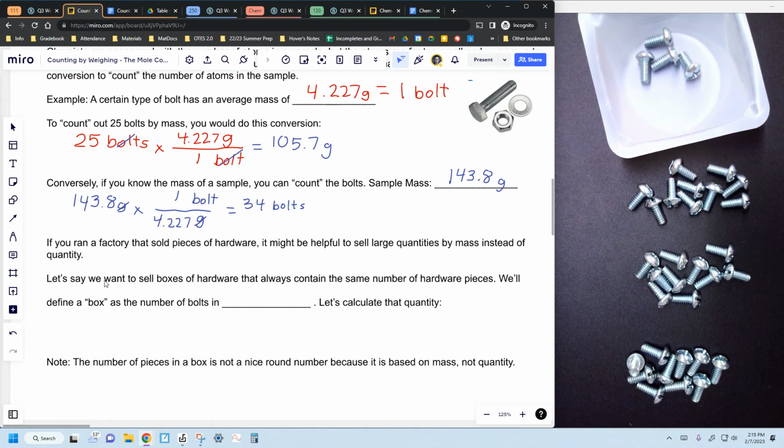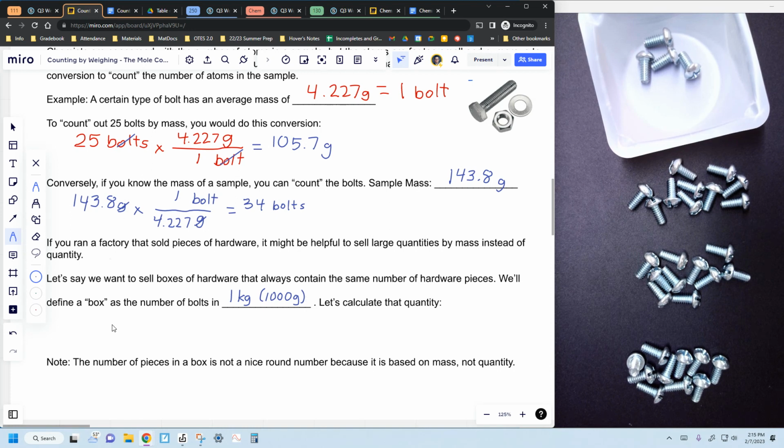The way we're going to define a box is by mass. So I'm going to define a box of bolts as the number of bolts that would be present in 1 kilogram, which we remember is the same as 1,000 grams, right? So if I wanted to measure out a box of bolts, I would get a big electronic balance. I would start pouring the bolts on the balance until I got to 1,000 grams or a kilogram. That would be a box, okay?